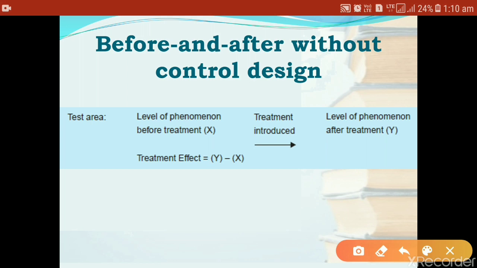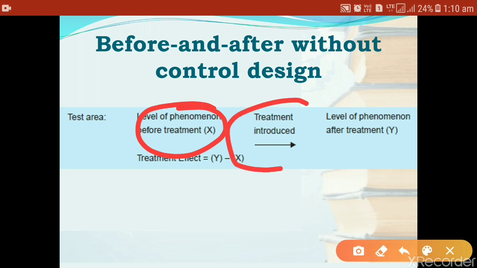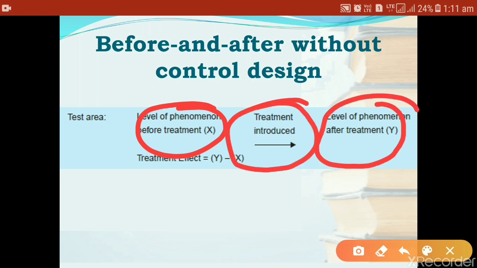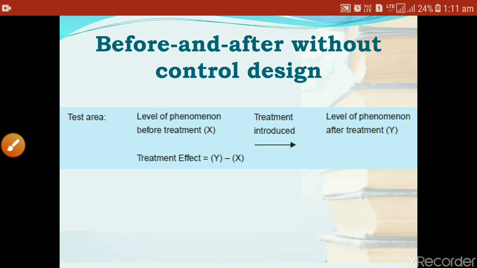First of all, the level of phenomena means here we will check the number of accidents. Treatment is that we have constructed the flyover, and then we will check the level of phenomena, that is, we will check the number of accidents again, and then we will say what the treatment effect is, that is y minus x.